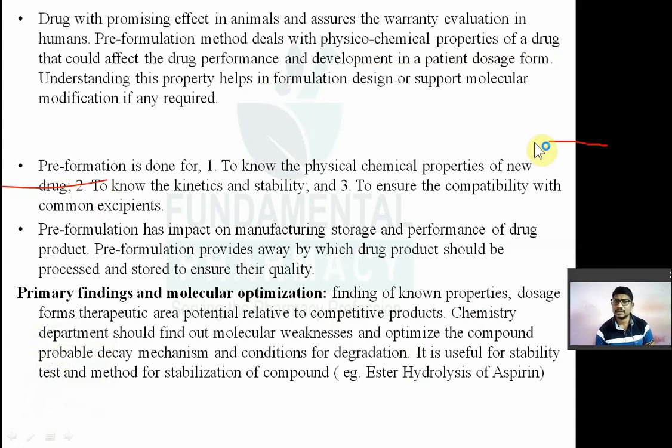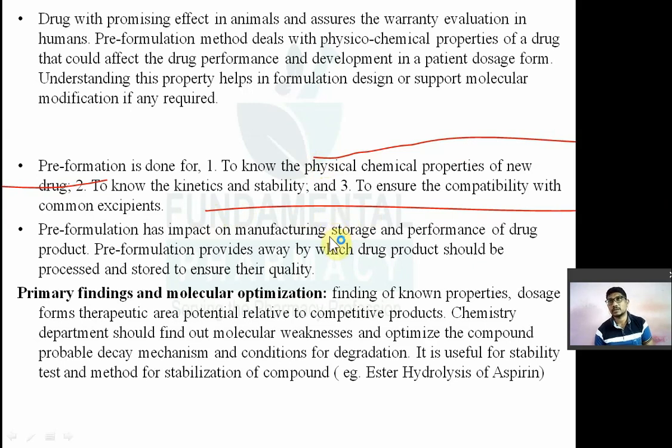First, to know the physical and chemical properties of a newly developed or newly synthesized drug. Then, to know the kinetics and stability properties of that drug, and to ensure the compatibility with the common excipients.